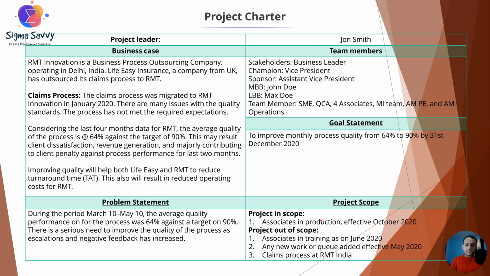Looking at the project scope, project in scope is associates in the production currently, effective October 2020. So this is my in scope or my start boundary. And then project out of scope: associates in the training, any new work or queue that is added, and the claim process at RMT India itself.